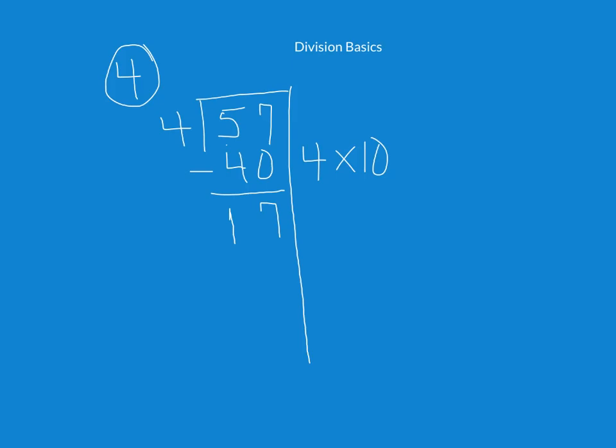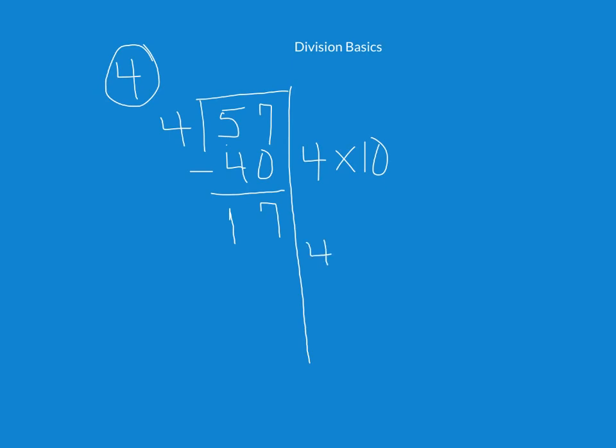So now I have 17. I'm thinking about multiples of 4. 2 times 4 is 8. 3 times 4 is 12. 4 times 4 is 16. 4 times 5 is 20. 20 is too big. I don't have 20 items to split into 4 groups. So I'm going to go with my 4 times 4.